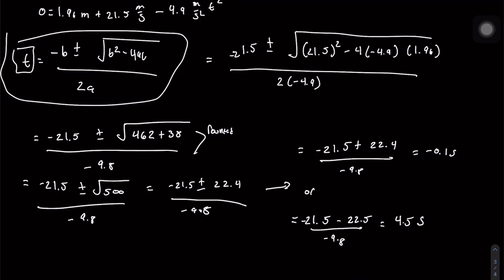So once you get it simplified, you have two possible answers, and it's when you do the plus or the minus. So the first one is not possible because you can't have a negative time. So the expected time of flight was 4.5 seconds, and that is without air resistance.